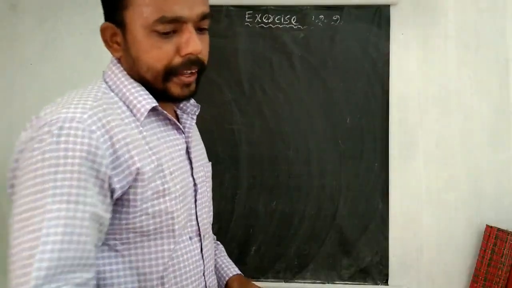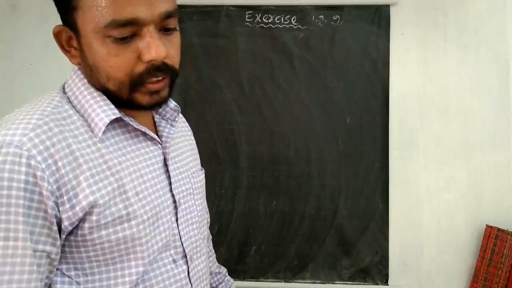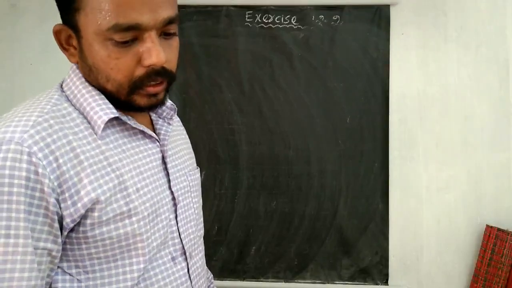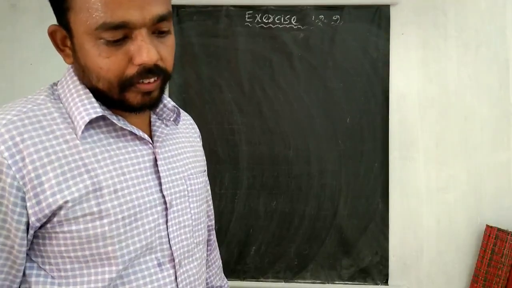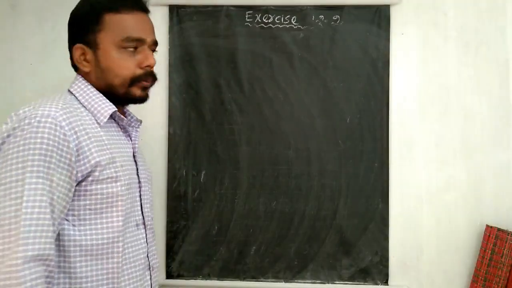Next: Radha made a picture of an aeroplane with colored paper, as shown in the figure. Find the total area of the paper given.